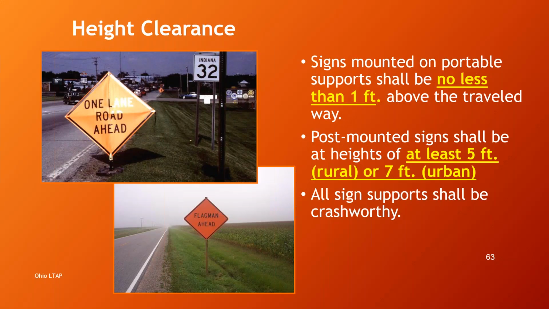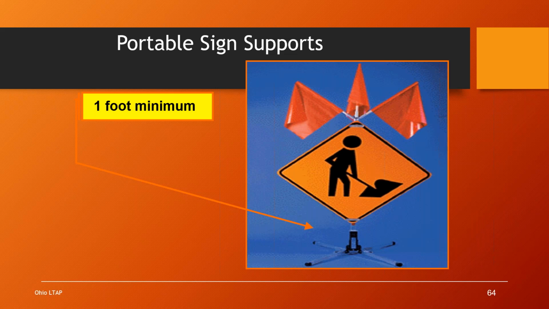We had talked about the requirements for the height of these signs, whether post-mounted or portable. Portable signs need to be a foot above the traveled way on a stand. This is a picture of a nice looking sign that meets all the requirements on the stand. It even exceeds the requirements, because it has flags on it. If there's a way to enhance the conspicuity of the sign and draw attention to it, let's do it. Another way is to put your newest cone right beside the sign, not in front of it, but beside it.